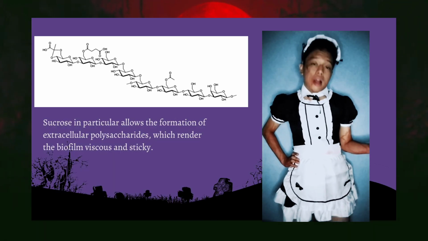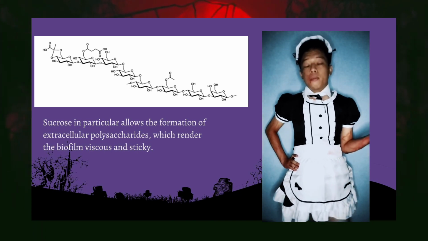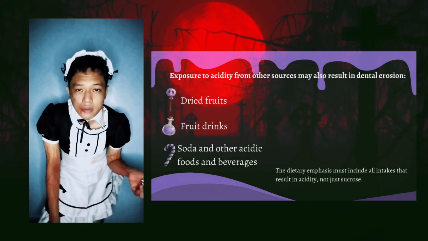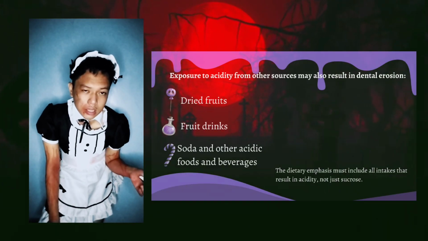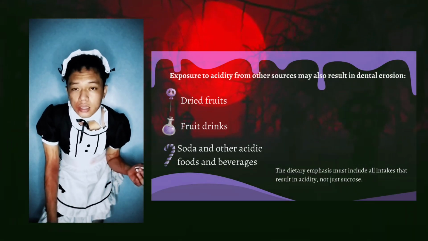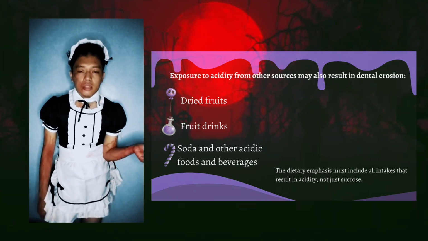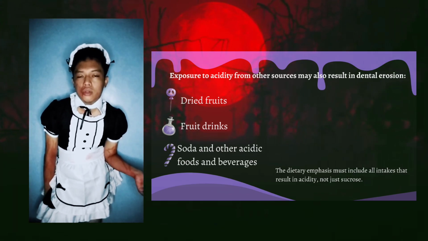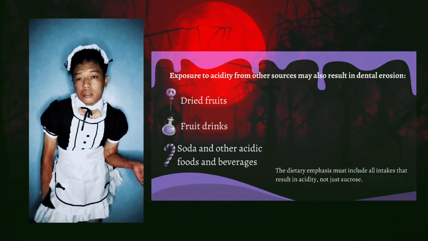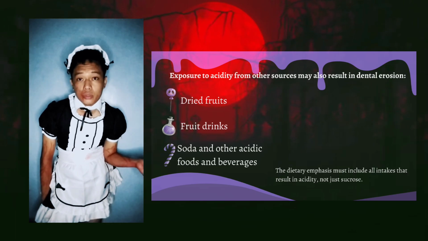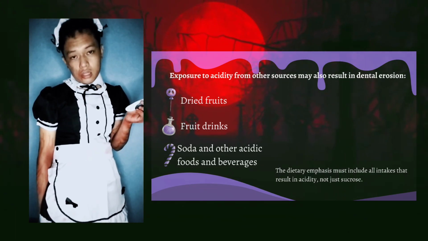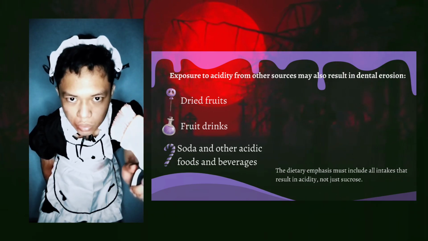Sucrose in particular allows the formation of extracellular polysaccharides which render the biofilm viscous and sticky. Because the eventual metabolic product of cariogenic diet is acid, in addition to caries lesions, the exposure to acidity from other sources, examples are dried fruits, fruit drinks, and other acidic foods and beverages, also may result in dental erosion. The dietary emphasis must include all intakes that result in acidity, not just sucrose.